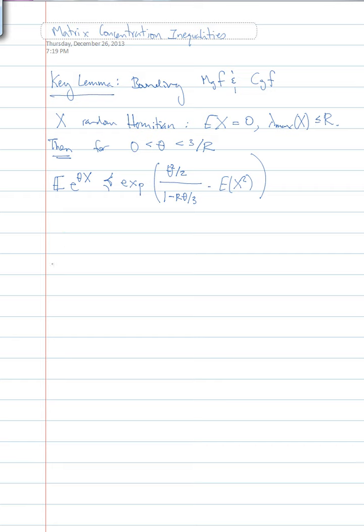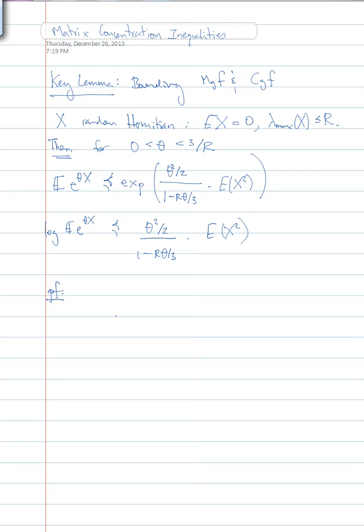And then we can get a bound on the log of this. So the cumulant generating function, again a matrix, is bounded by just what's inside: theta squared over 2 divided by 1 minus R theta over 3, times the expected value of X squared. We need to be very careful in our arguments of noting what preserves the semi-definite order when we're looking at scalar functions of matrices.